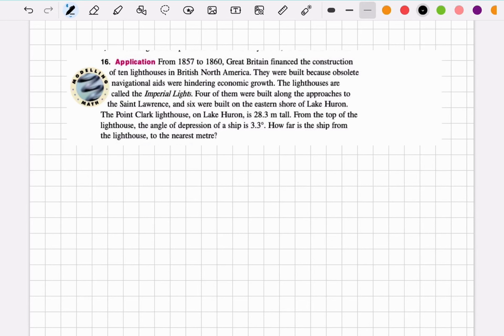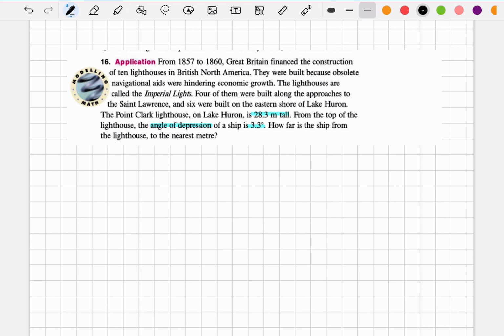All right, so when looking at a lengthy question like this, it's probably best to just highlight some of the key information. So let's do that. The Point Clark Lighthouse on Lake Huron is 28.3 meters tall. And from the top of the lighthouse, the angle of depression looking down is 3.3 degrees. So we need to find how far the ship is from the lighthouse to the nearest meter.